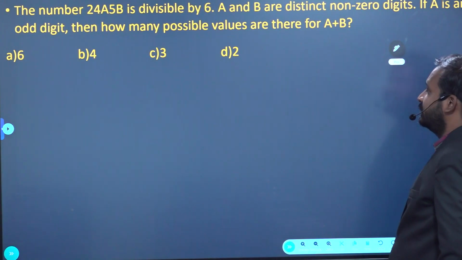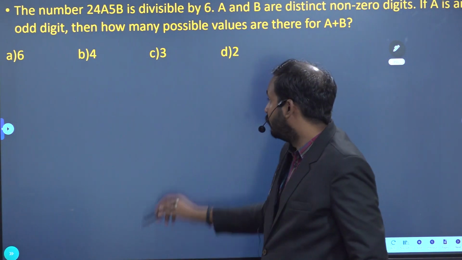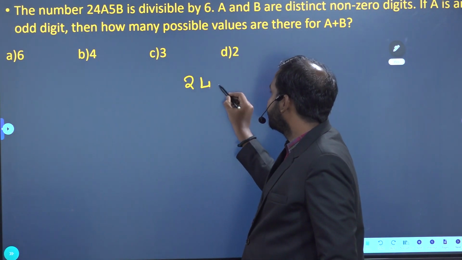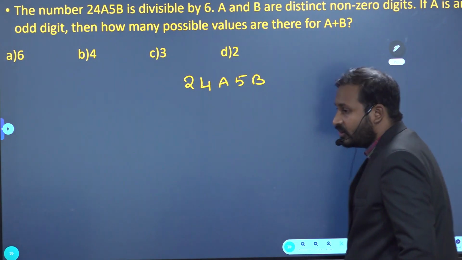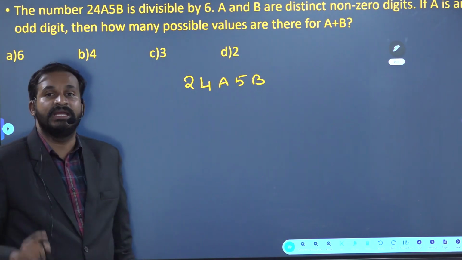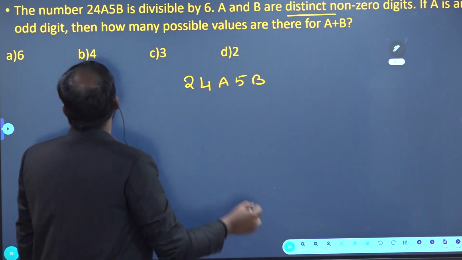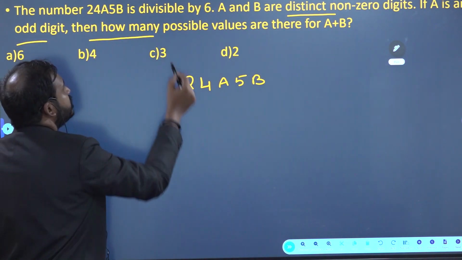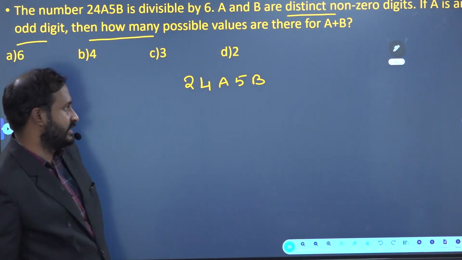Okay. Next one. The number 24A5B is divisible by 6. A and B are distinct non-zero digits. Now in this case they clearly mentioned A and B should not be equal. Why? Because they use the word distinct. If A is an odd digit, then how many possible values are there for A plus B? And they are telling that A should be an odd digit.